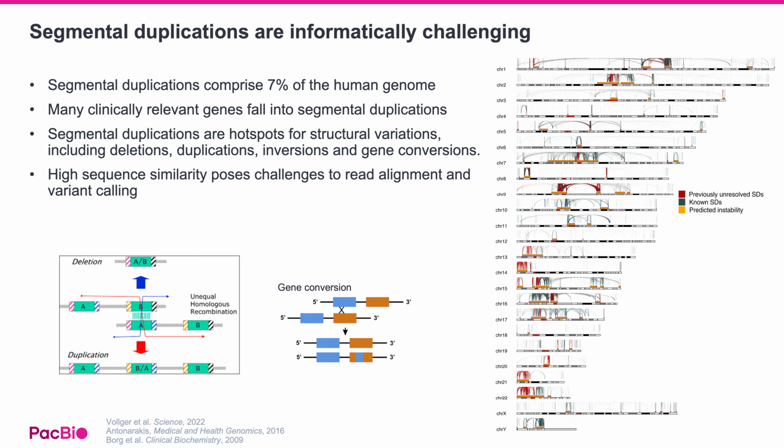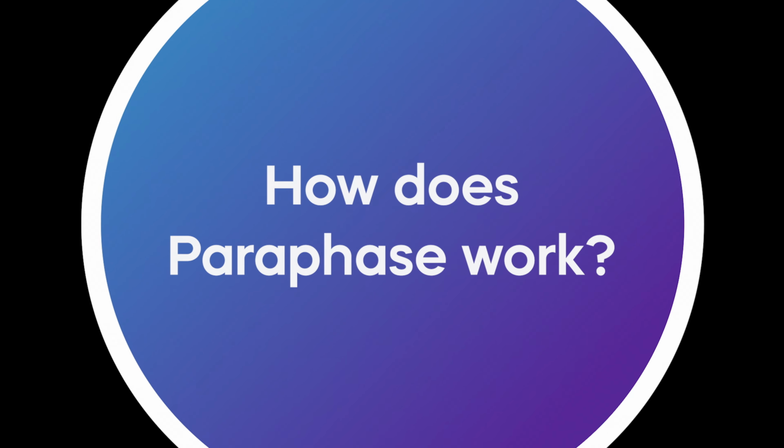To further complicate the problem, segmental duplications are dynamic regions where unequal crossing over can happen, resulting in copy number changes, inversions, as well as gene conversions, which is a process that exchanges the sequences between a gene and its paralog. It's important to detect all of these events in segmental duplications.